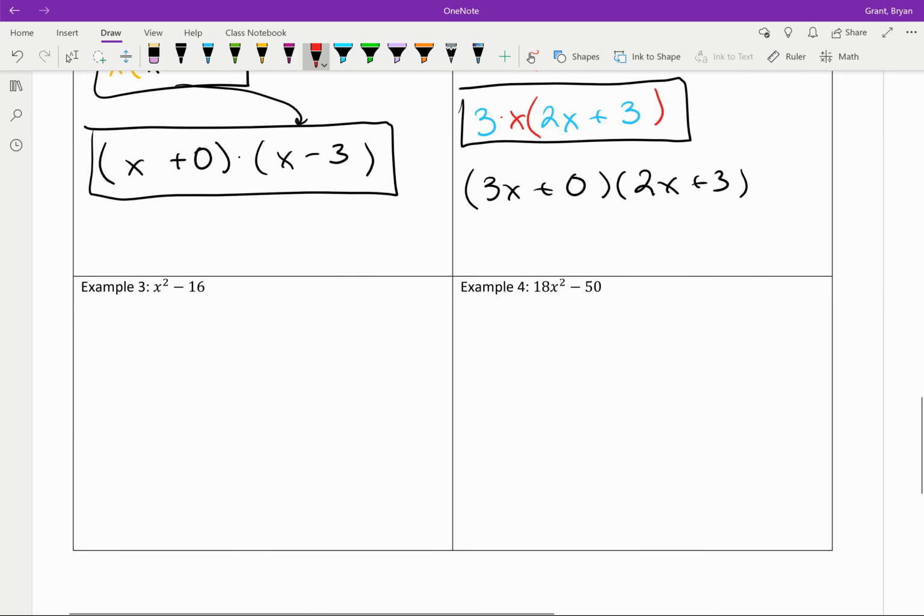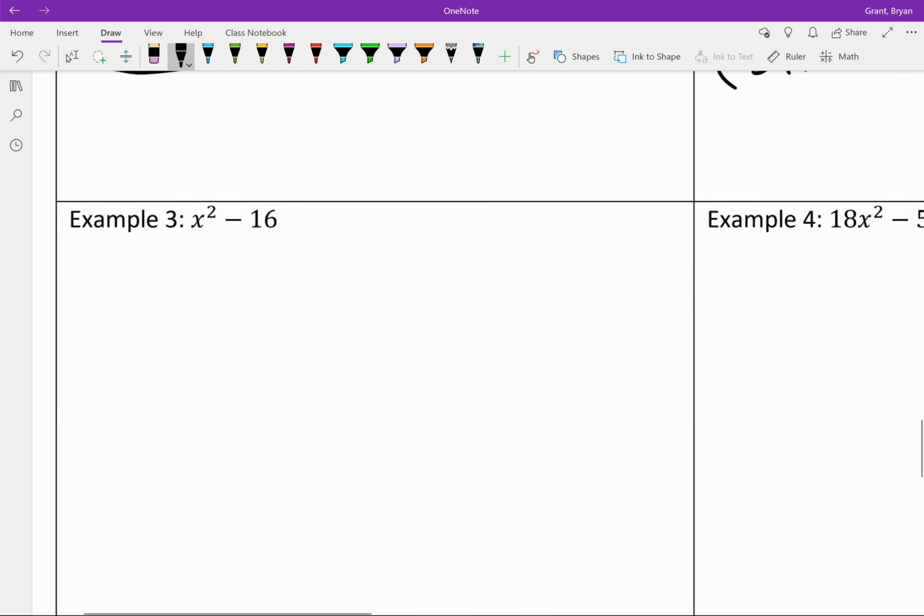Why is it known as a difference of squares? Well, you'll notice that we can actually take each of these and rewrite them as something squared. X squared, well, x times itself is clearly x squared. However, we can rewrite 16 as one number squared. What number times itself gives you 16? Oh, that's got to be 4. 4 times itself is 16.